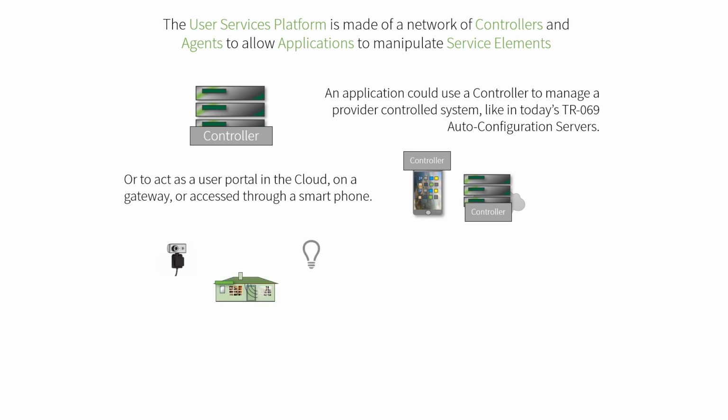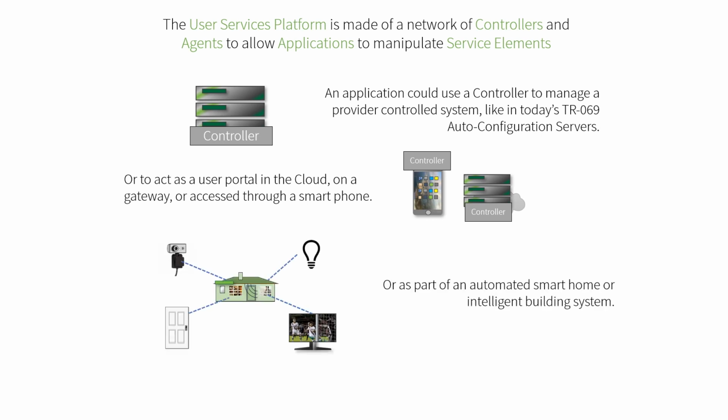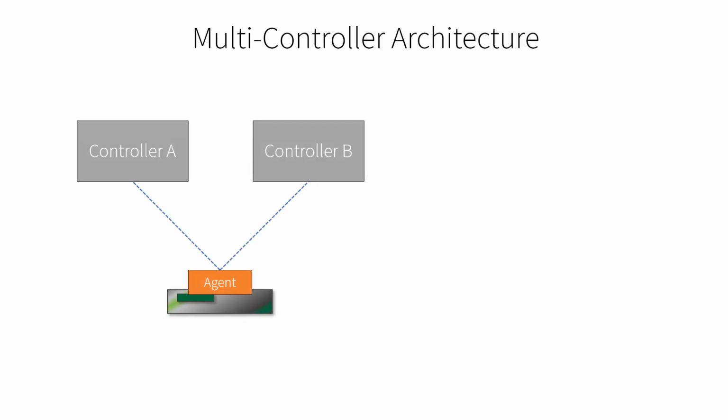With a network of controllers and agents, it could also act as part of an automated smart home or intelligent building system. It's important to point out that these USP use cases are enabled in large part by its multi-controller architecture. A key difference between TR-69 and USP is this ability to have multiple control points accessing the service elements of an agent, complete with authentication, access control, and security.